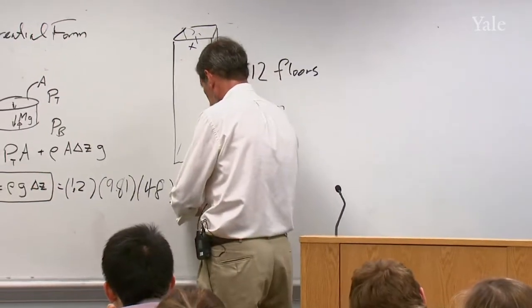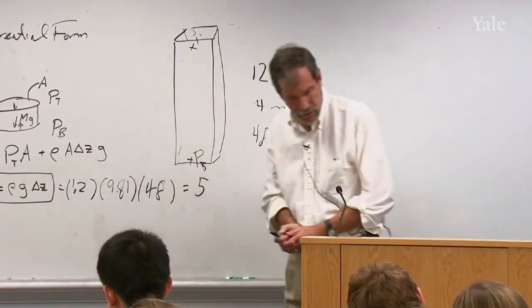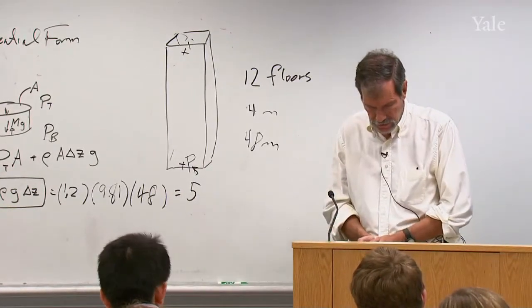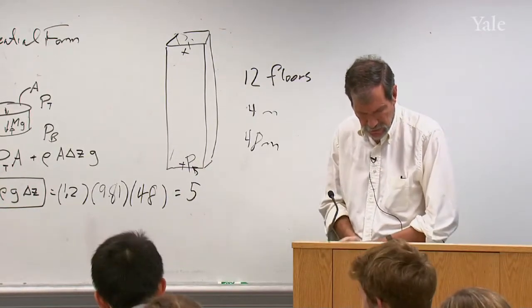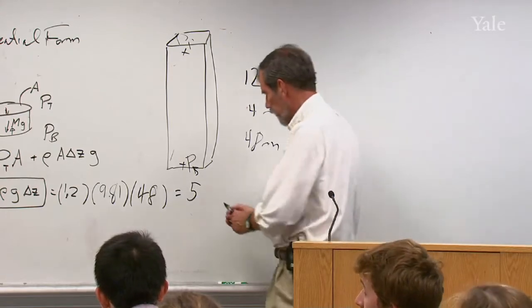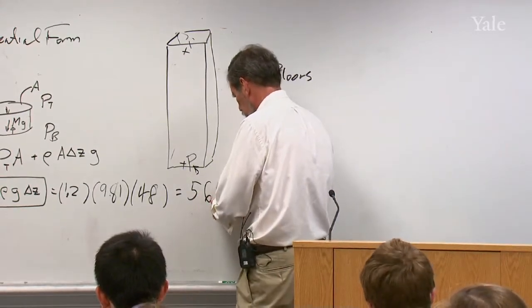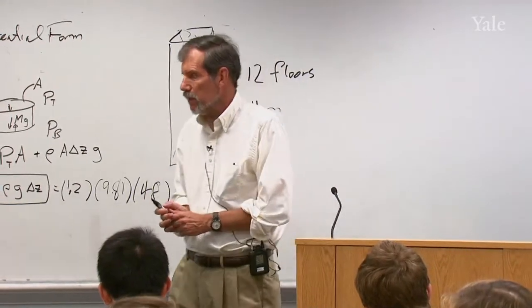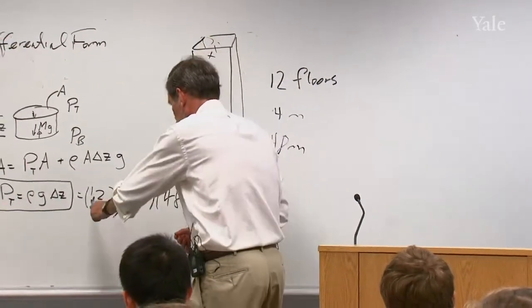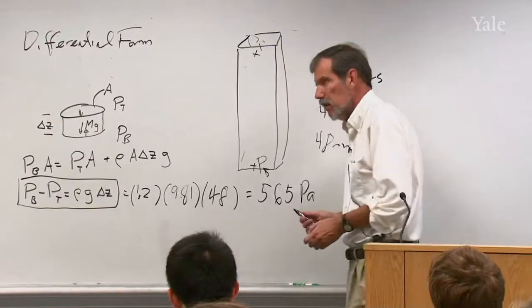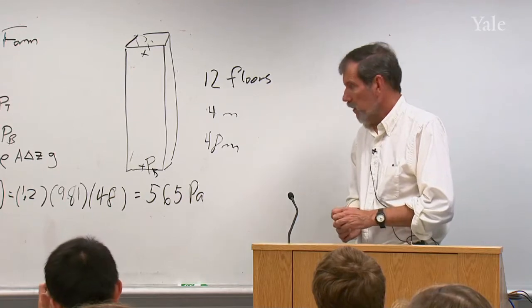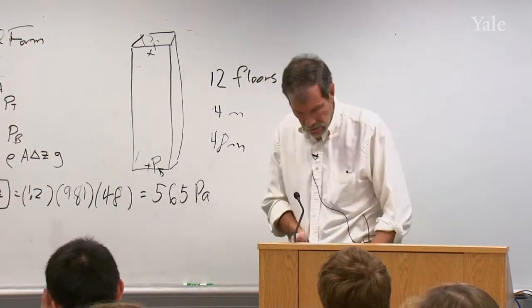This gives me 565. If anyone has a calculator, please check me on this, because I'm not sure I can read my own handwriting here. 565 pascals. Someone check me on that, please, with a calculator. 1.2 times 9.81 times 48. Is that about right? 565. Okay.